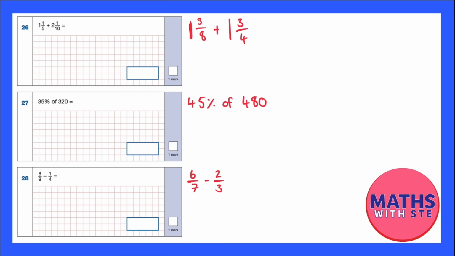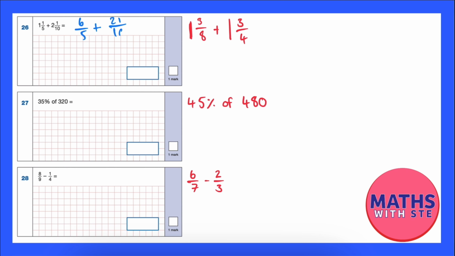Okay, so question 26. Now, I can see here something that's really, really helpful. That 5 goes into 2, doesn't it? So first thing I'm going to do, I'm going to change them into improper fractions, because that's the way that I like to do it. So 5 times 1, add 1 is going to be 6. I'm just going to write up here, actually. 6 over 5, add, and then it's 2 times 10 is 20, plus 1 is 21.